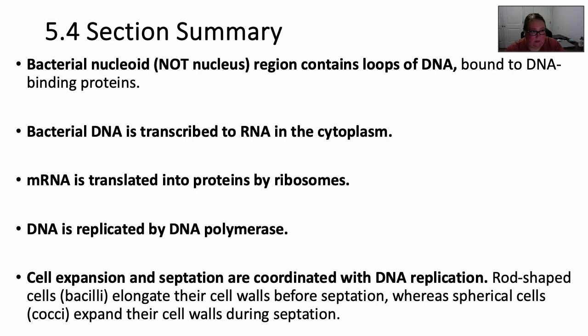Okay, so that is 5.4. We talked about the nucleoid, so where the DNA is found. The DNA is looped over itself, and the loops are held constant by DNA binding proteins. Bacterial DNA is found in the cytoplasm, which makes it easy to transcribe, and so go from DNA to RNA to proteins. We'll talk more about that in a different chapter.